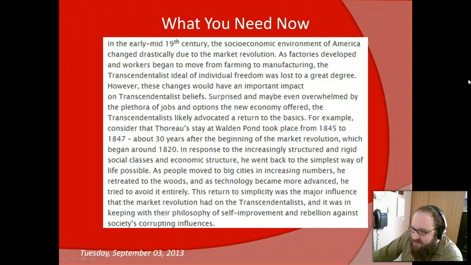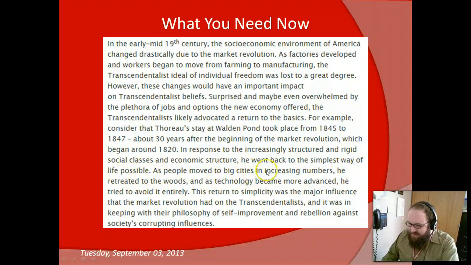I like this. Surprised and maybe even overwhelmed by the plethora of jobs and options the new economy offered, the transcendentalists likely advocated a return to the basics. There's an explanation of logic right there. For example, consider that Thoreau's stay at Walden Pond took place from 1845 to 1847, about 30 years after the beginning of the market revolution, which began around 1820. In response to the increasingly structured and rigid social classes and economic structure, he went back, he referring to Thoreau, Thoreau went back to the simplest way of life possible.